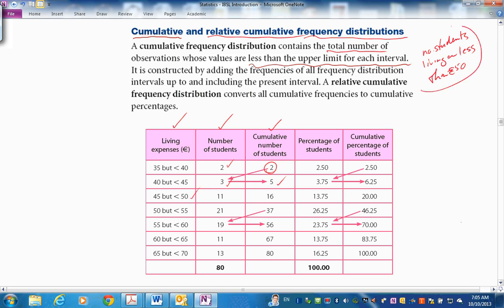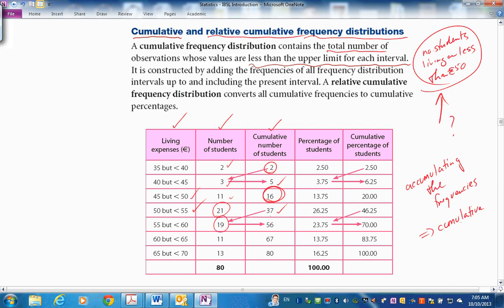Now, up to the end of 50, and this is the question I posed over here, there would have been all those 5 plus 11, there's 16 up to the end of the 50 group. Can you see what we're doing? We're actually accumulating the values, accumulating the frequencies. But actually, when we use the adjective, we use cumulative frequency, because accumulate is the verb and cumulative is the adjective.